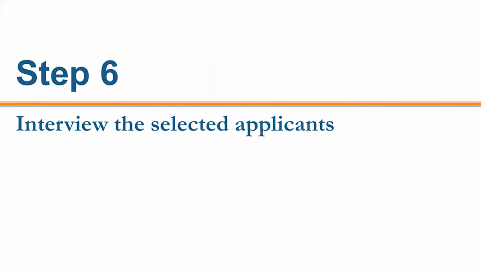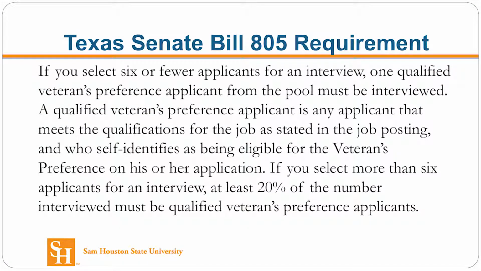This brings us to step 6, interviewing the selected candidates. During the interview, you should ask each candidate the same questions and document the candidate's responses. The department will need to have these questions and the candidate's responses in the event of an open records request. As required by Texas Senate Bill 805, if you select 6 or fewer applicants for an interview, one qualified Veterans Preference applicant from the pool must be interviewed.